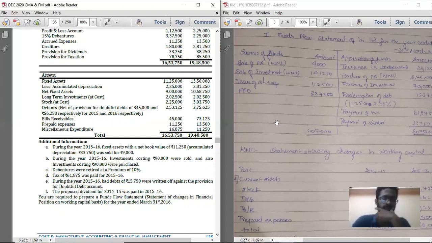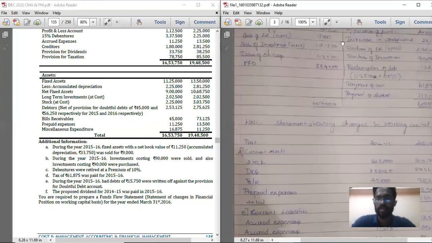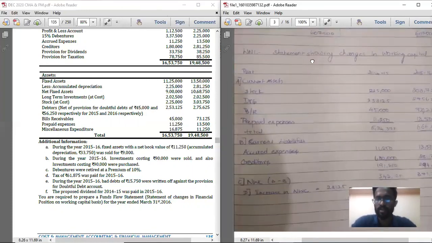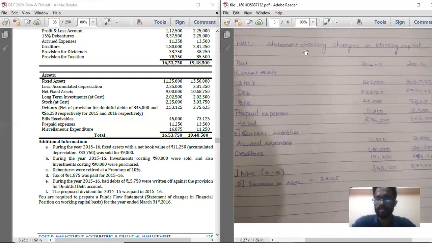That's all. You should again calculate by the same method: fund flow statement, then what changes in working capital, then fixed asset account, then investment account separately, then you should calculate the provision for taxation account. All these three accounts you should calculate, then you should go for funds from operation. So first, under working note number 1, statement showing changes in working capital.